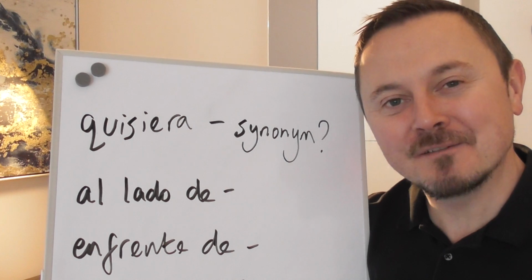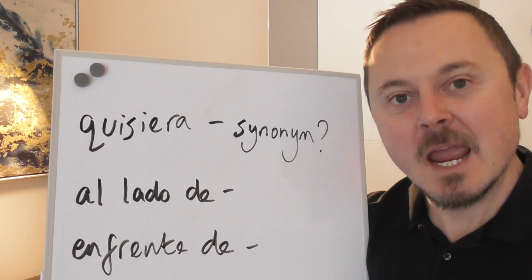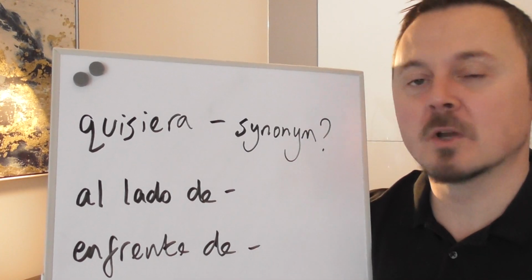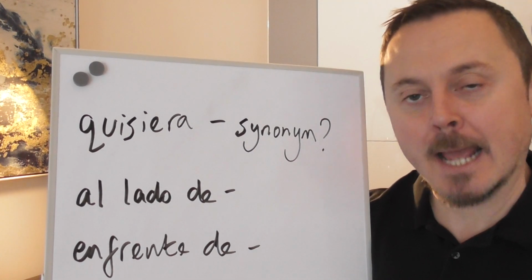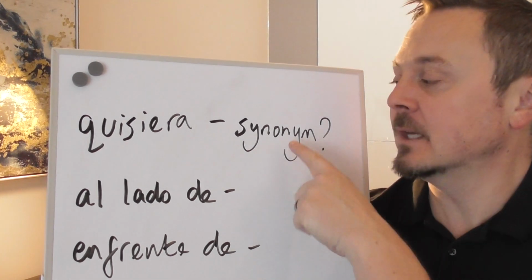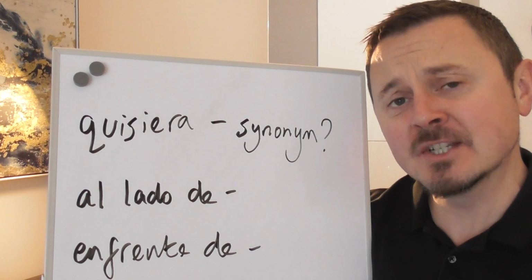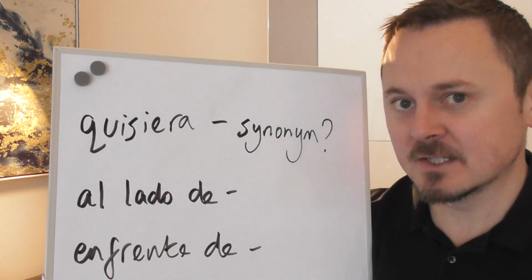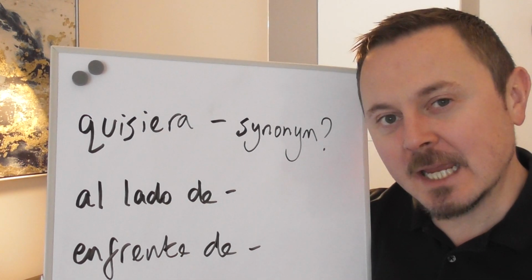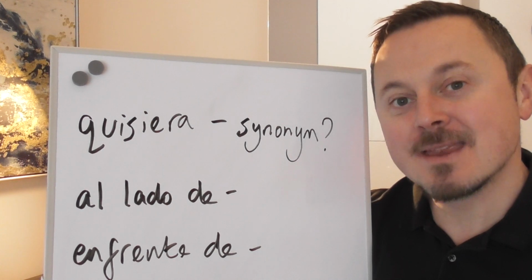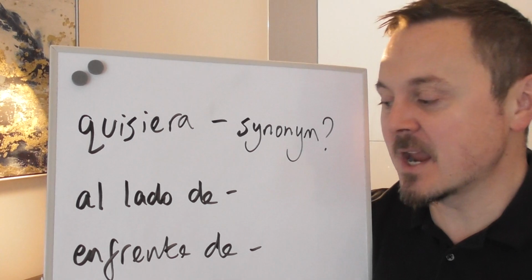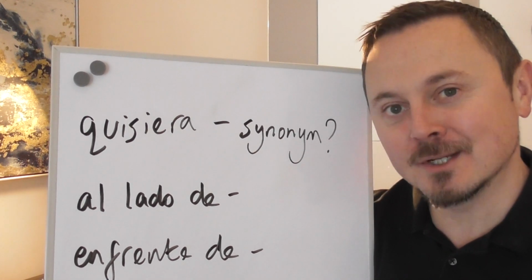Okay, hope that was okay for you. We are nearly there today. Before going, as always, a little bit of vocab. So, what do these words mean, please? Quisiera, I would like. Can you think of a synonym in Spanish? Me gustaría means the same thing. Al lado de, next to. Enfrente de, in front of. Or you could say opposite as well.